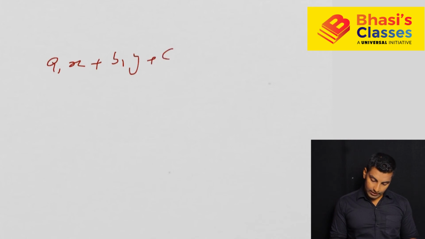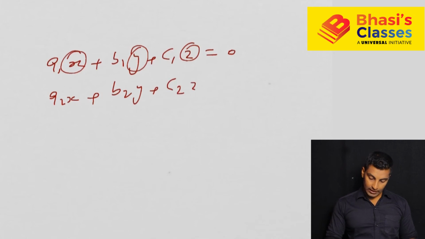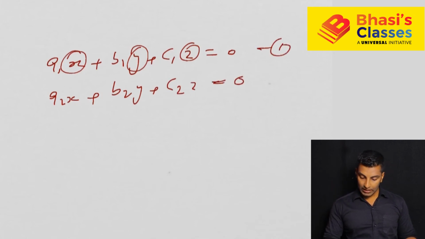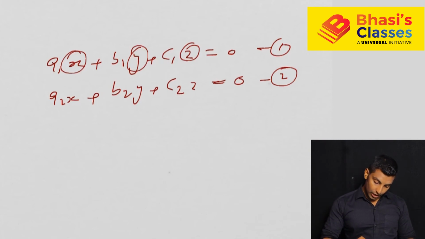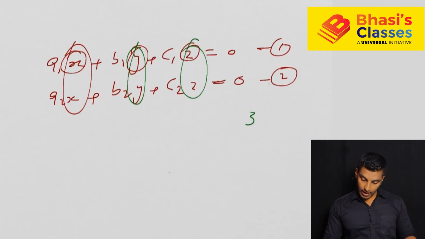Now another is if you have three unknowns, like you have two equations: a1x plus b1y plus c1z is equal to 0, equation 1. So basically you have three variables or three unknowns, okay. Similarly a2x plus b2y plus c2z is equal to 0. So this is equation 1, this is equation 2. Here if you observe, you have unknowns x, y and z. So three unknowns, okay, and two equations.